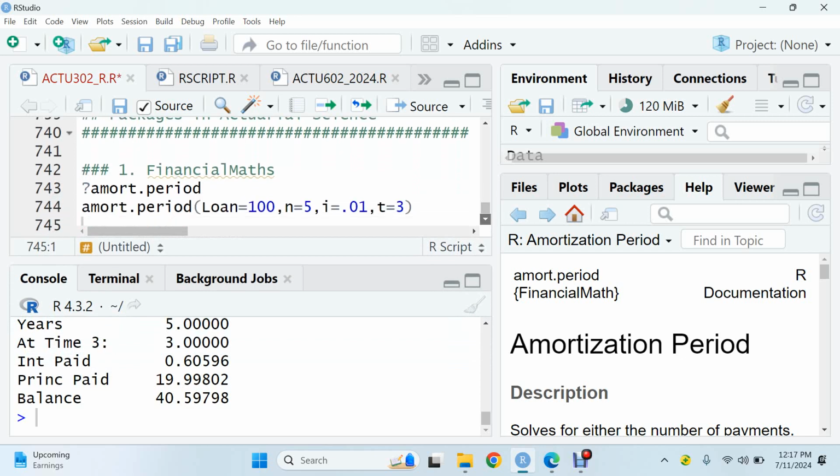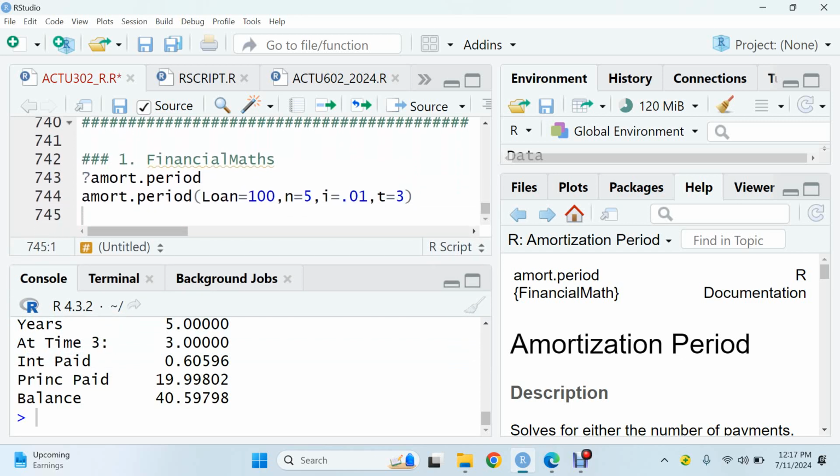What else? The balance at the end. So this loan is not paid completely, right? At the end of the 5th year, you still have some amount left to be paid and so forth.